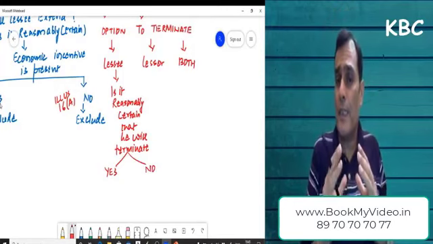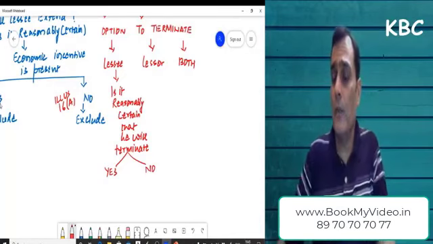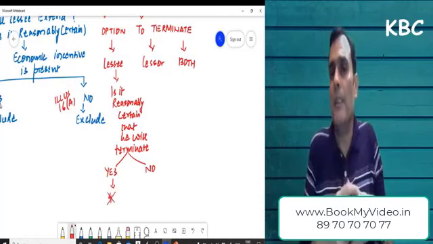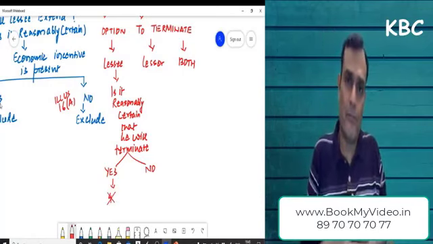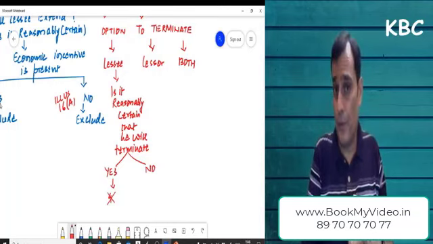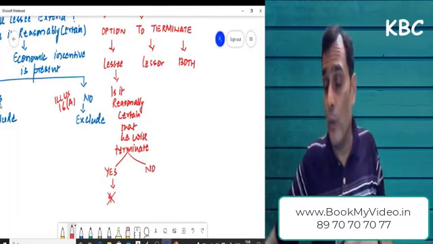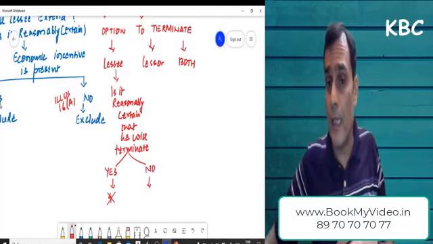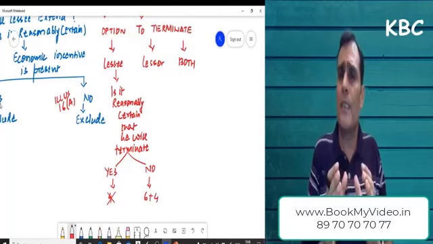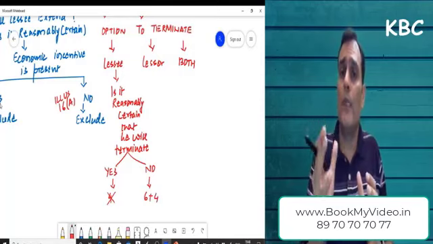So if you say yes, it is reasonably certain that he would terminate, then you will not add that 4. Keeping that example as a base to make it clearer, I'll take 6, not the 4, because I know he will terminate after 6 years. And if you say no, then in that particular case, I'll add that 4 and the lease term will become 10. So you just need to see the certainty whether he will terminate or not.